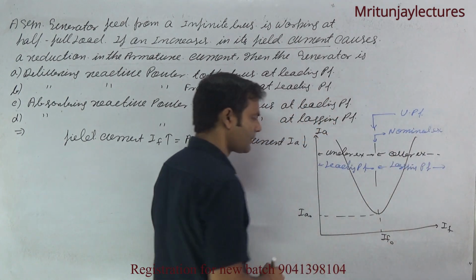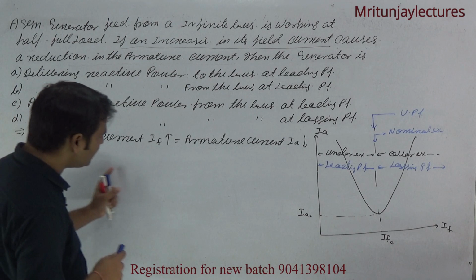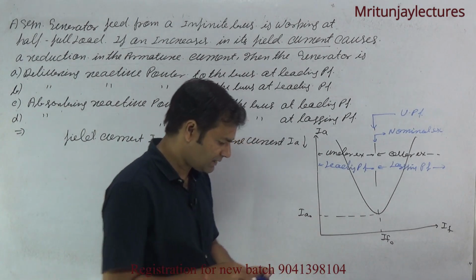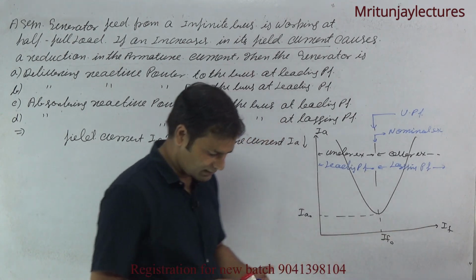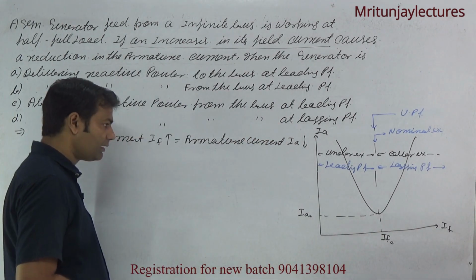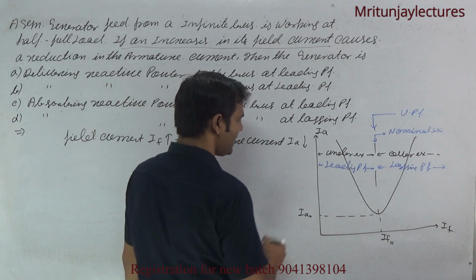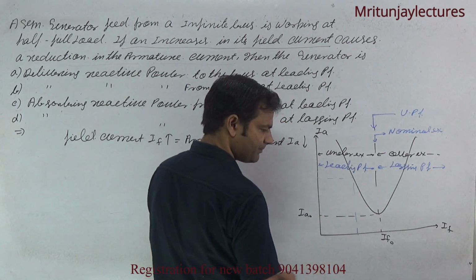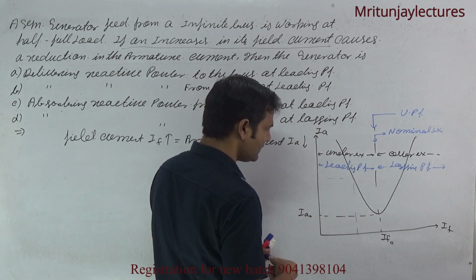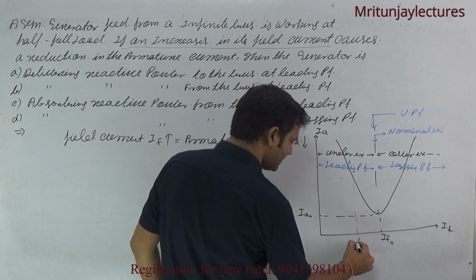Okay. Now, corresponding to the question, the field current increases in both cases, in this one and this one also. Now, if field current increases and armature current decreases, this is possible only in the under excitation region, if the field current increases.